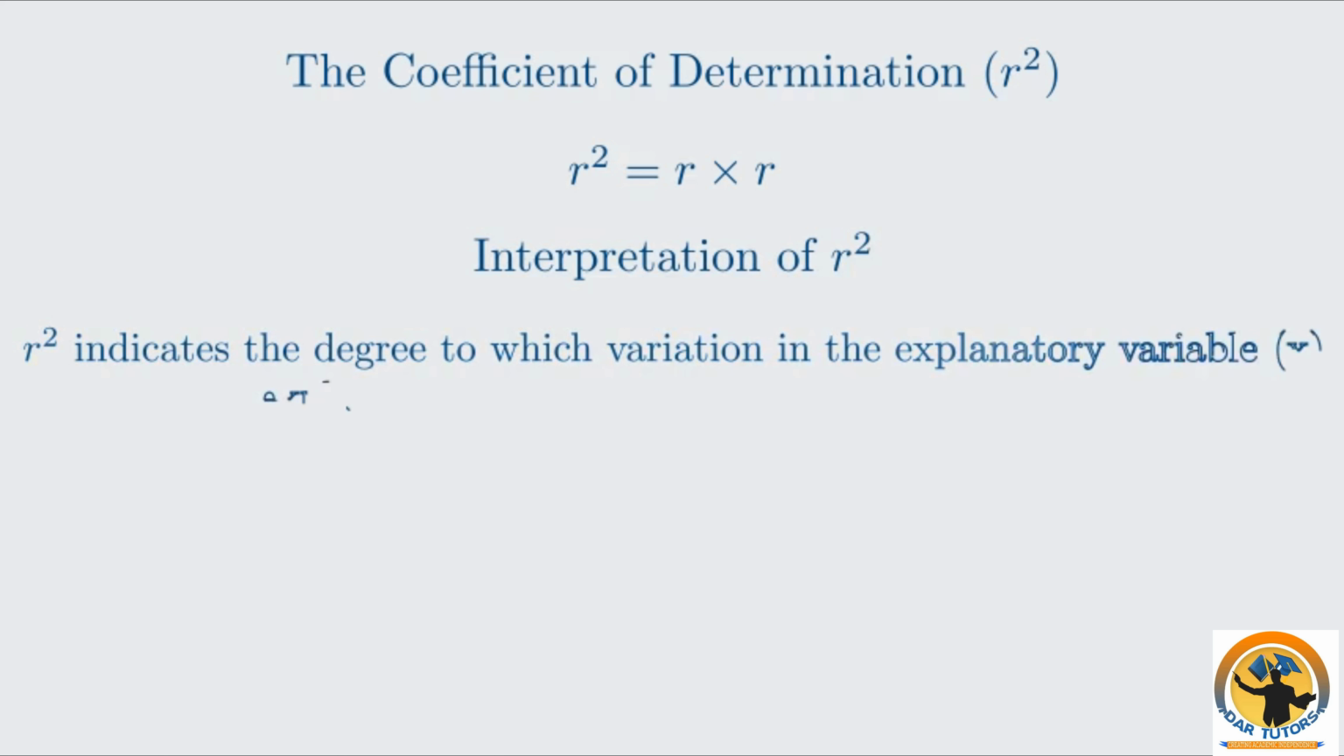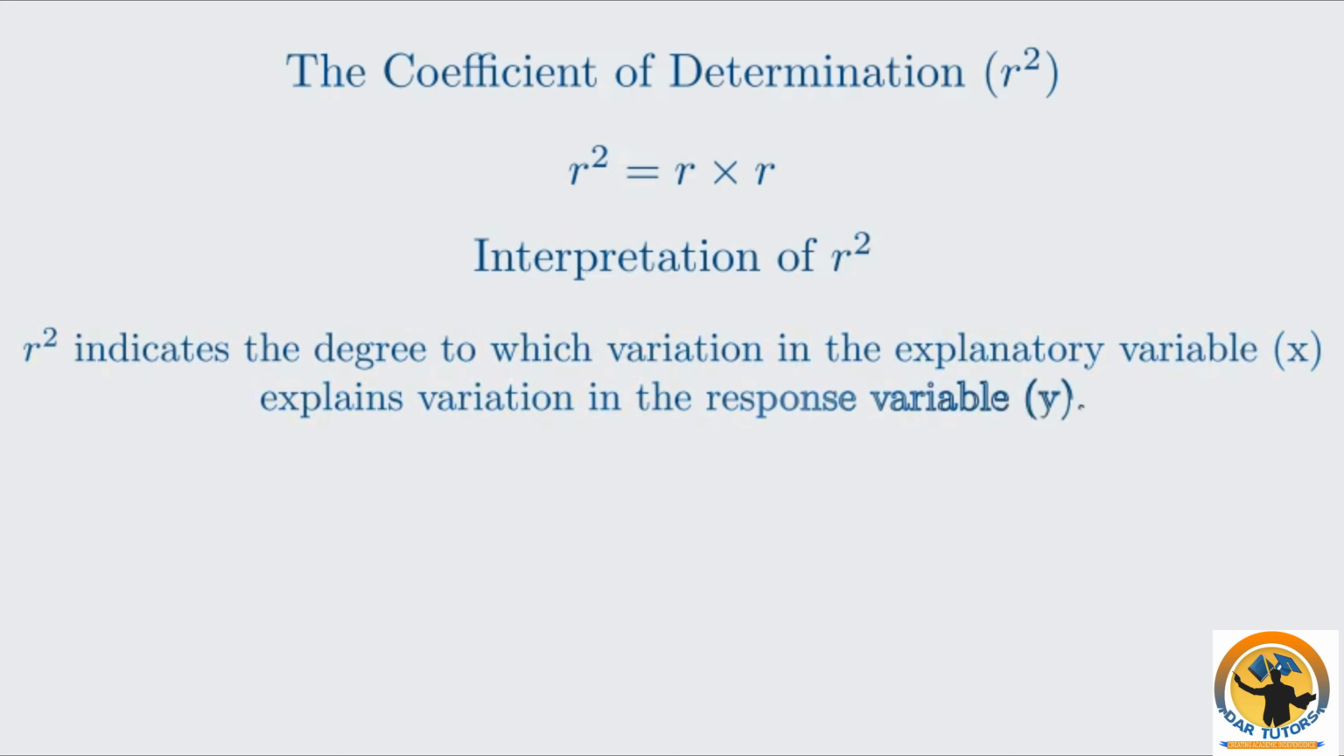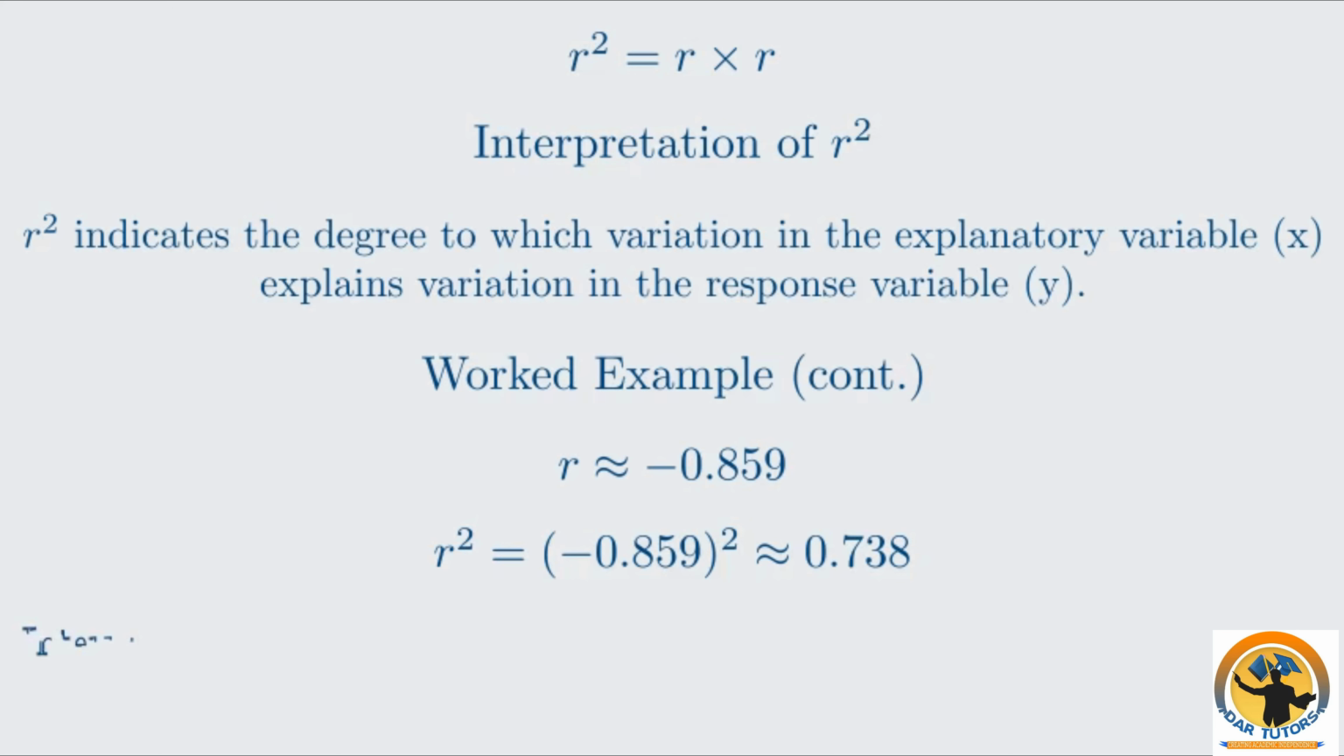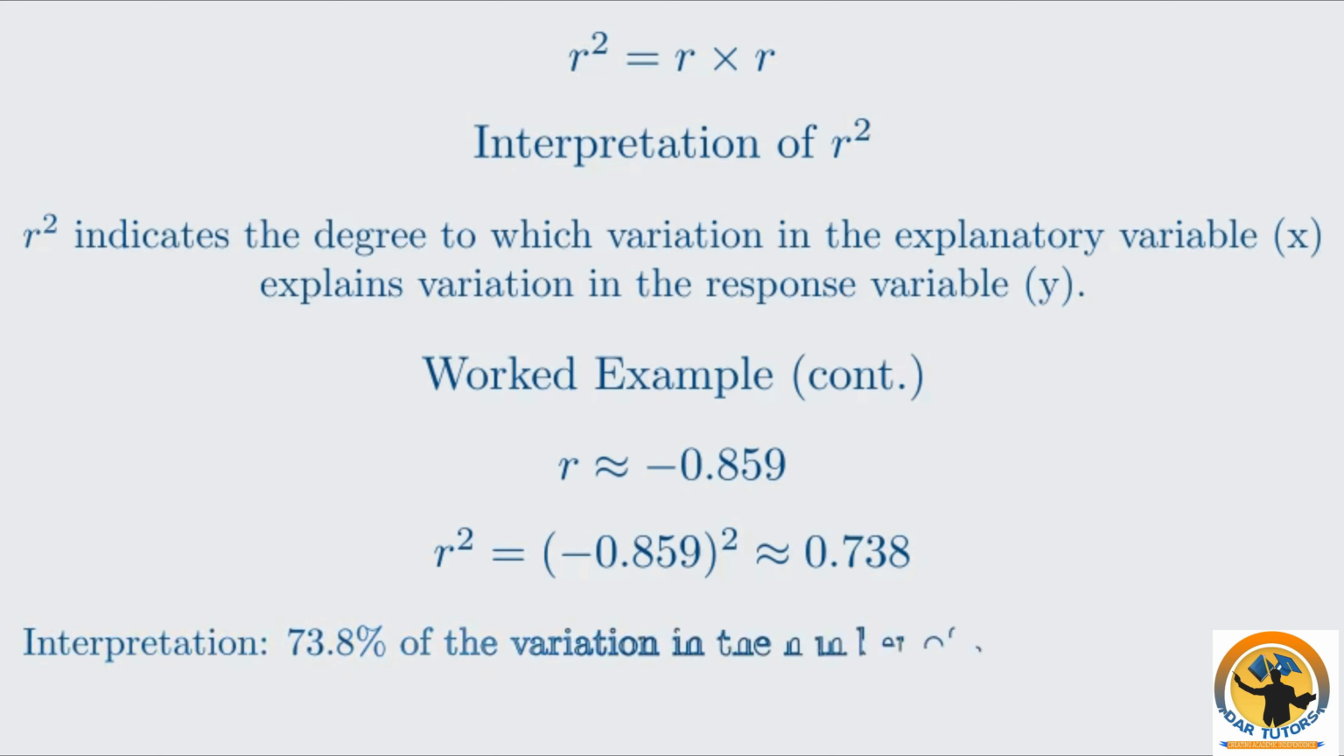The remaining percentage, 1 minus R squared, is the variation that is due to other factors or random chance. For example, in our beetle chemical experiment where R was approximately 0.859, R squared is 0.859 squared, which is approximately 0.738 or 73.8%.